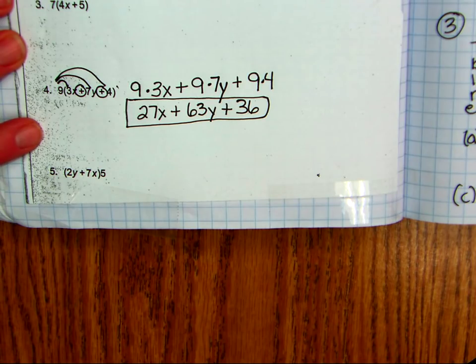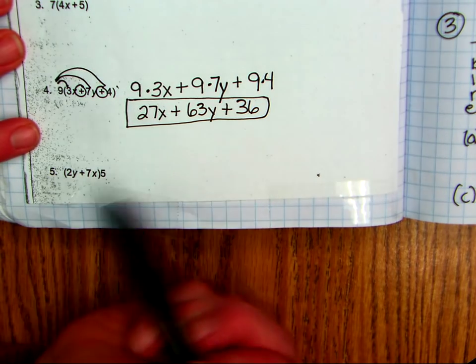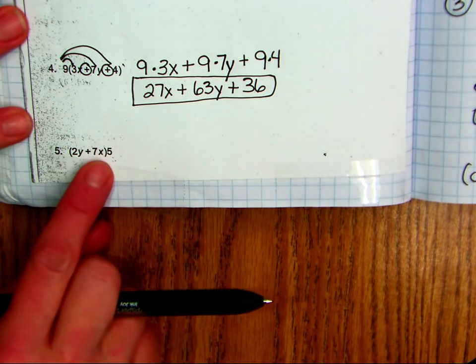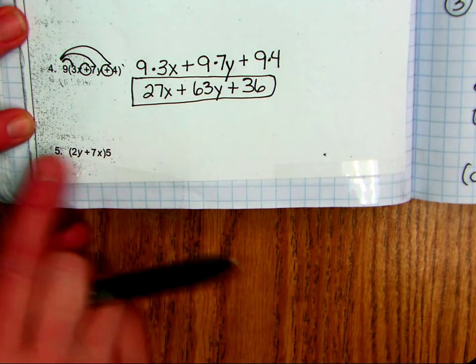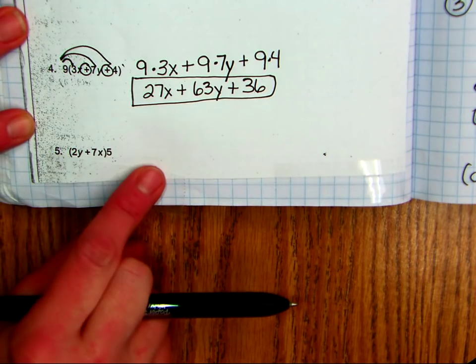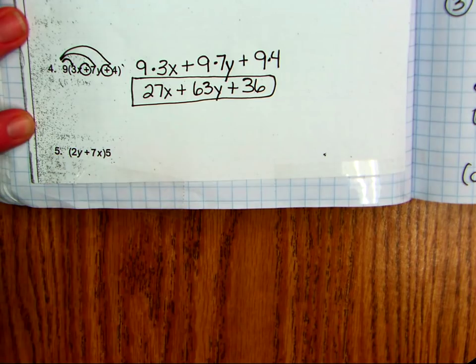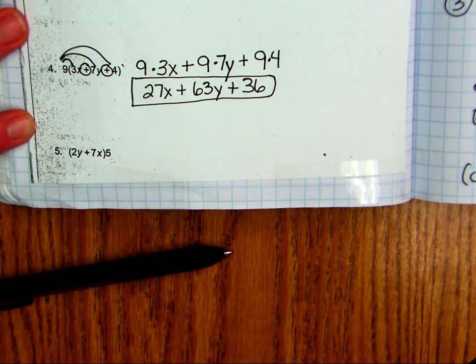Okay? The only other one I thought I would show you is, look at this one. See how it says 7x and the 5 is on the other side? It doesn't matter which side of the parentheses it's on. You can do the same thing. Okay? Got it, guys? All right, finish those problems up on your own.